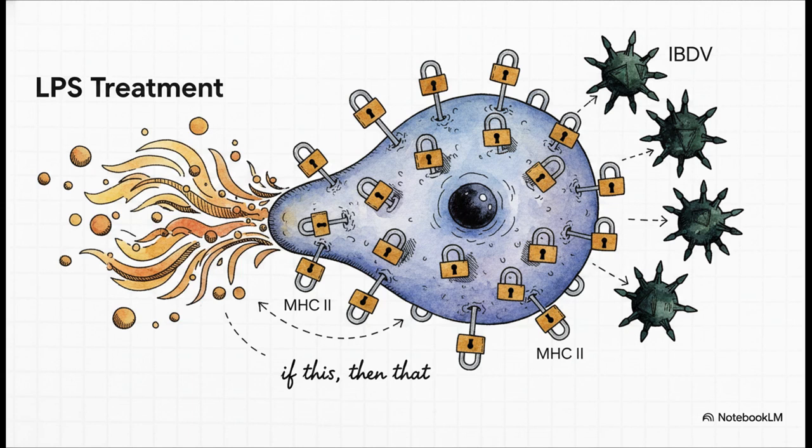So, the researchers set up this brilliant if-this-then-that interrogation strategy. The logic is just beautifully simple. If MHC II is indeed the lock the virus uses, well then artificially forcing the cells to grow more of these locks on their surface should logically result in way more viruses successfully binding. To test this, they treated the cells with a B-cell activator known as LPS.